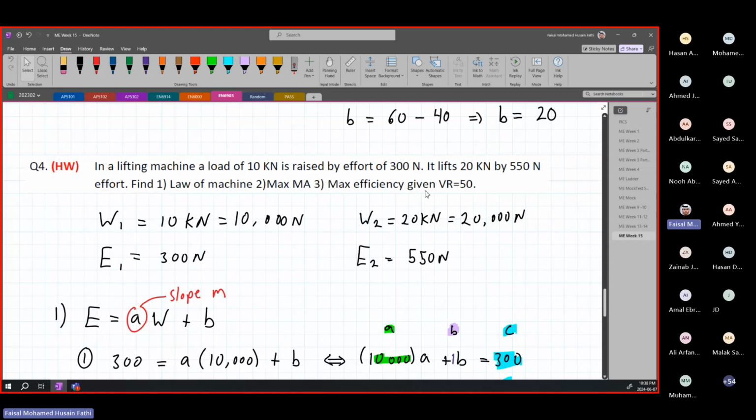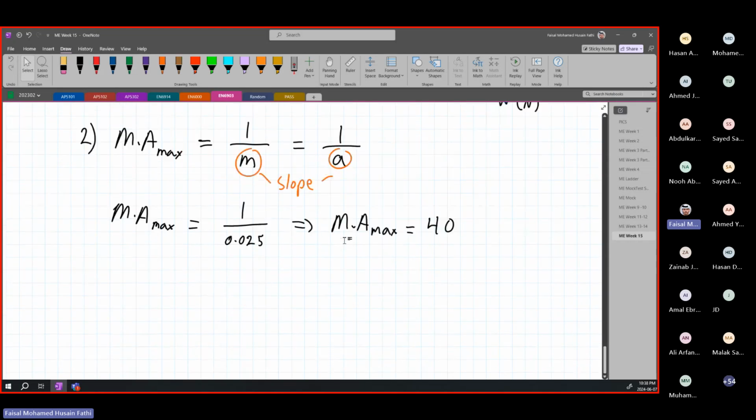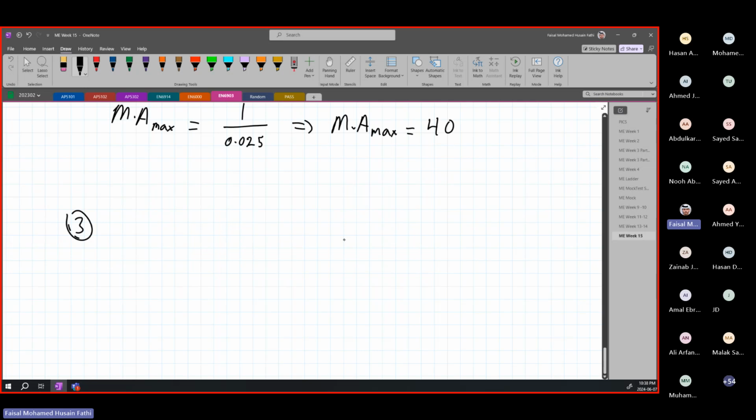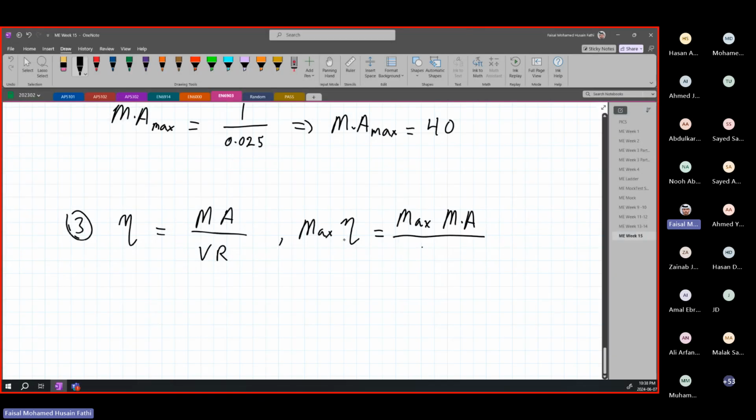So the max efficiency given VR is equal to 50. So part 3, they want you to find efficiency. Remember that efficiency is simply MA over VR. So maximum efficiency is going to be maximum MA over VR. There is no maximum VR. VR is dependent on the system.